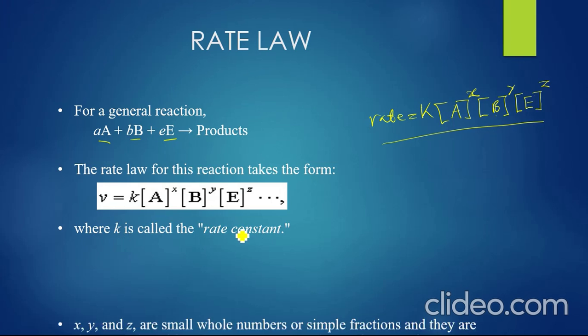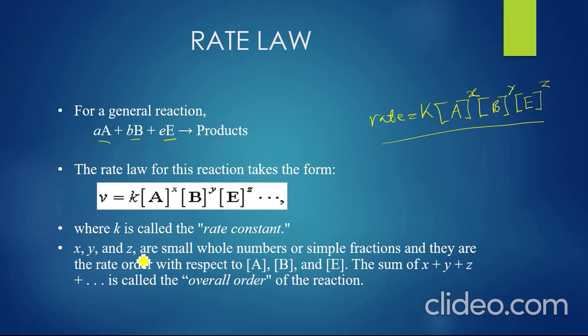Rate constant, and then X, Y, and Z are small whole numbers or simple fractions, and they are the rate order with respect to A, B, C, and so on. And then the sum of X, Y, Z is called the overall reaction order of the reaction.